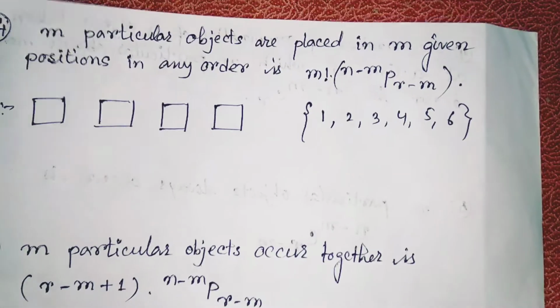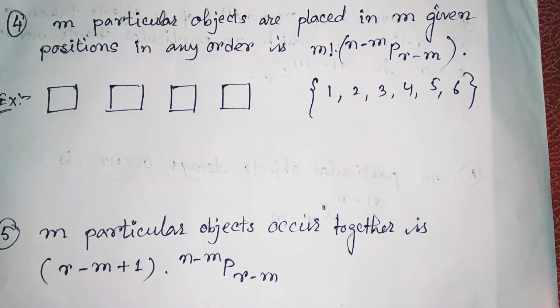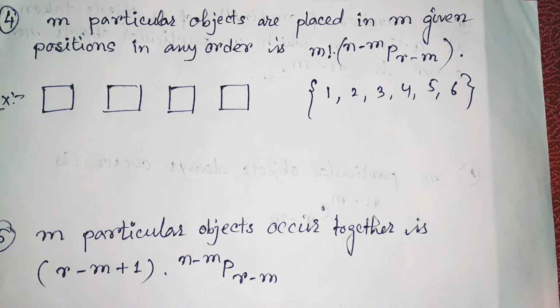Next is m particular objects are placed in m given positions in any order. Previously the orders are fixed. Now here no orders are there. That means 2 places may be restricted for 2 particular elements, but they can exchange their places.